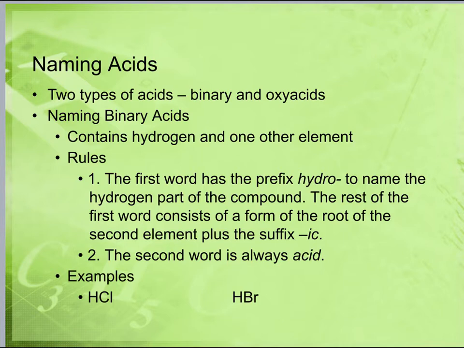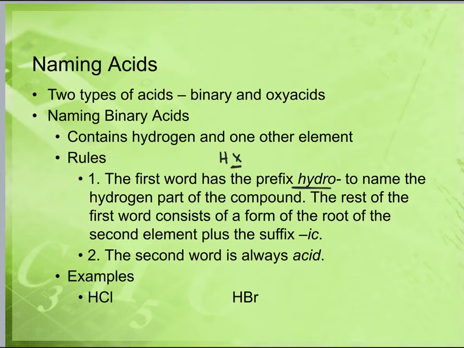The rules here: the first word has the prefix hydro to name the hydrogen part of the compound. The rest of the first word consists of the form of the root of the second element plus the suffix "ic." The second word is always acid. Okay, so what we're looking for here is essentially HX, where X could be a variety of different things. But it starts with H, and there's basically just one other thing here.